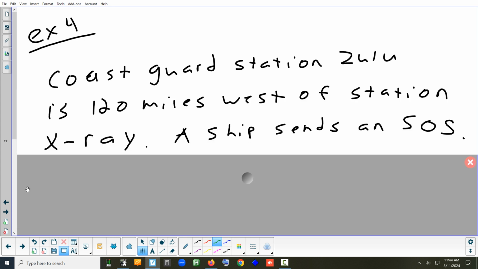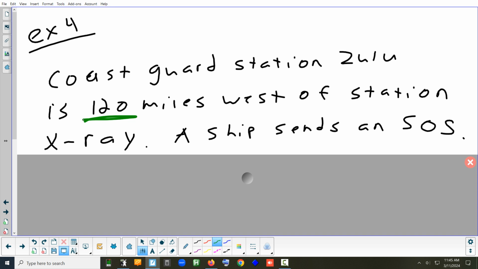Okay, so the two Coast Guard stations are Zulu and X-Ray, and they are 120 miles apart. That's taking the place of our 900 meters. Okay, that's how far apart the two Coast Guard stations are. Now, in general, the Coast Guard stations are usually on the coast. Okay, so they're going to be right on land, but the boundary to the water is going to be right in front of them.